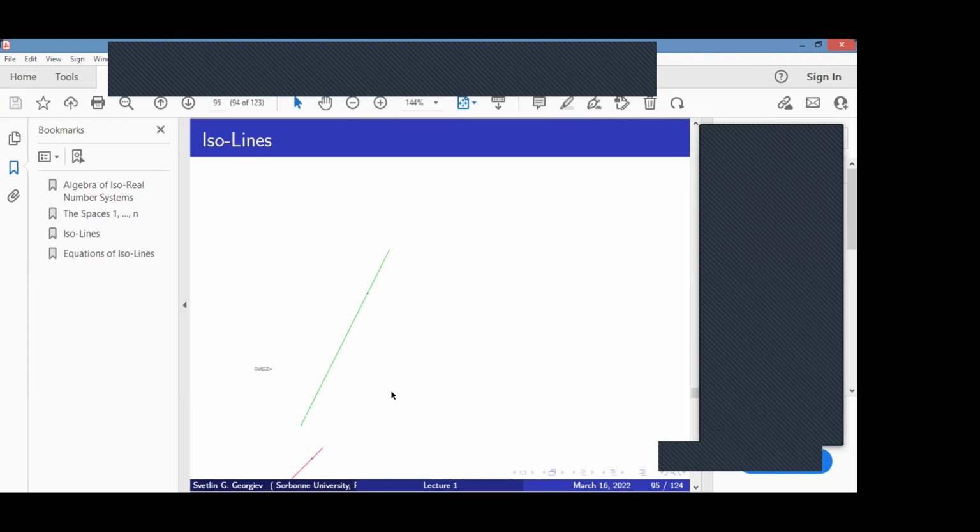Here in the red color we see the classical line, and in blue is given the point X. In the green color is the iso line. Here is the point \hat{X}. Its iso original is given in this way. The distance between the point X and the final point here is different than the distance between \hat{X} and here the final point.